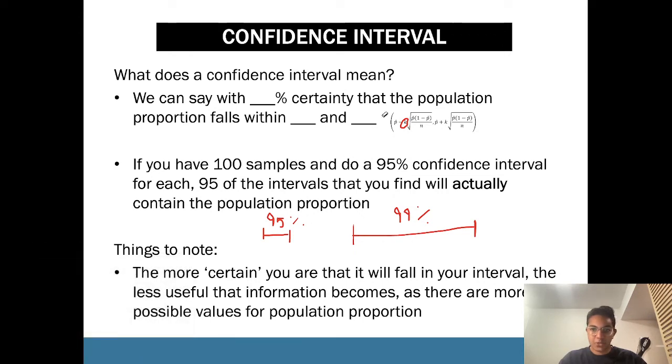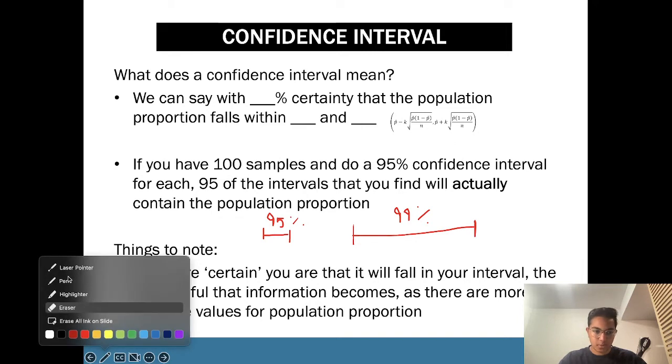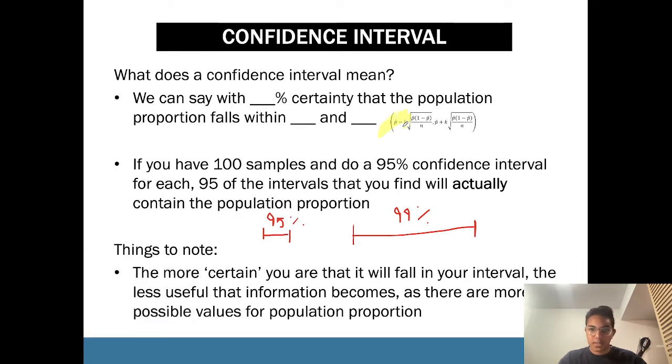I should have mentioned this here is a pretty important equation. Cool. So this bit here, that's a pretty important equation. That is our confidence interval equation.